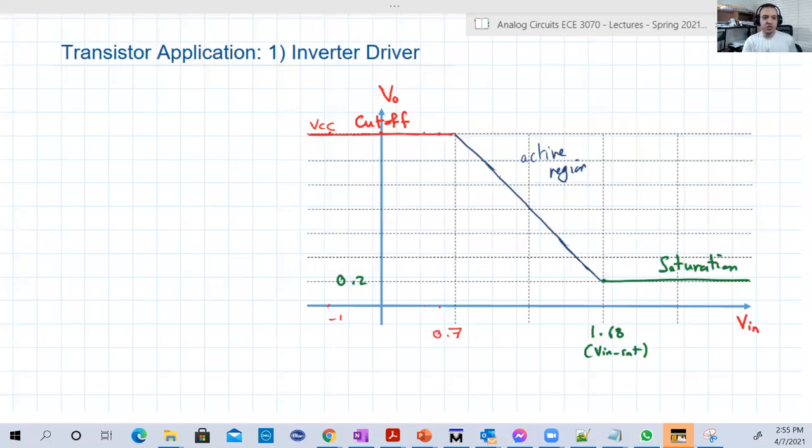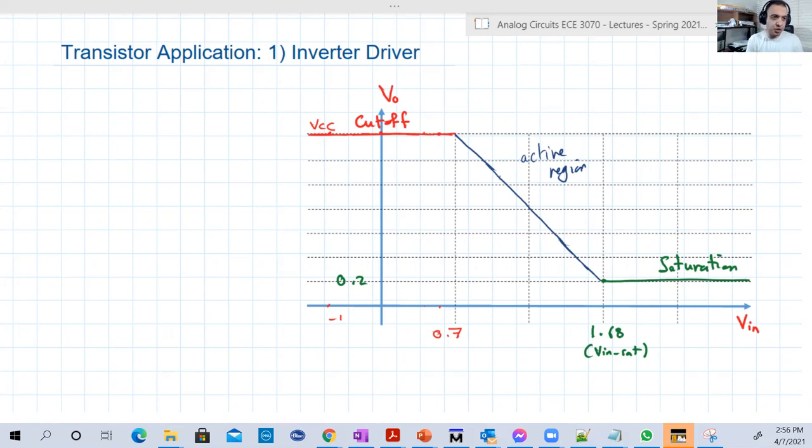So we're going to continue discussing the transfer characteristics and how, based on the analysis of the transfer characteristic, we can deduce or derive or imagine applications for the transistor, the BJT transistor, of course. So let's look at the transfer characteristic as we see here on the screen, okay?